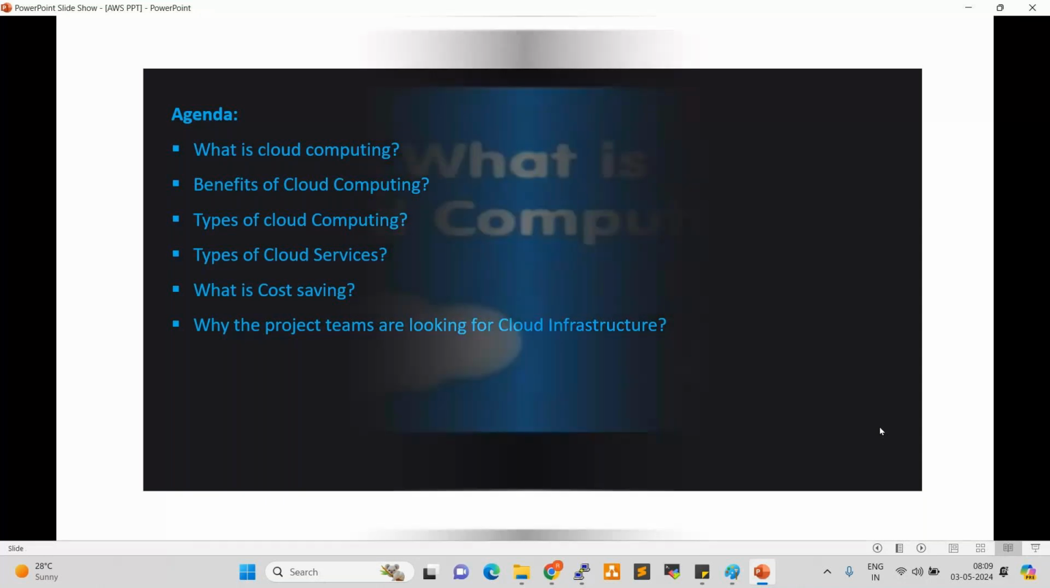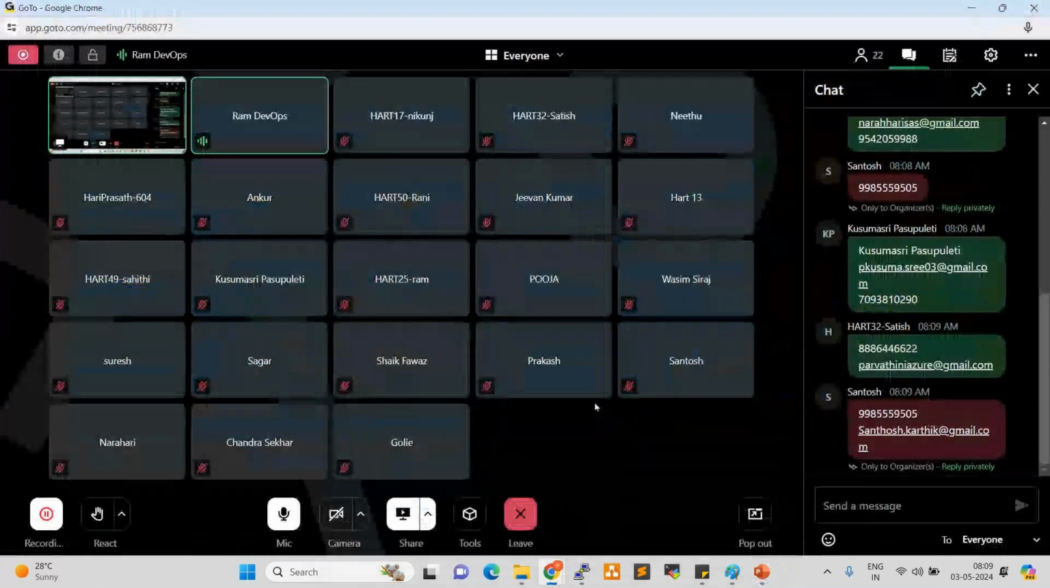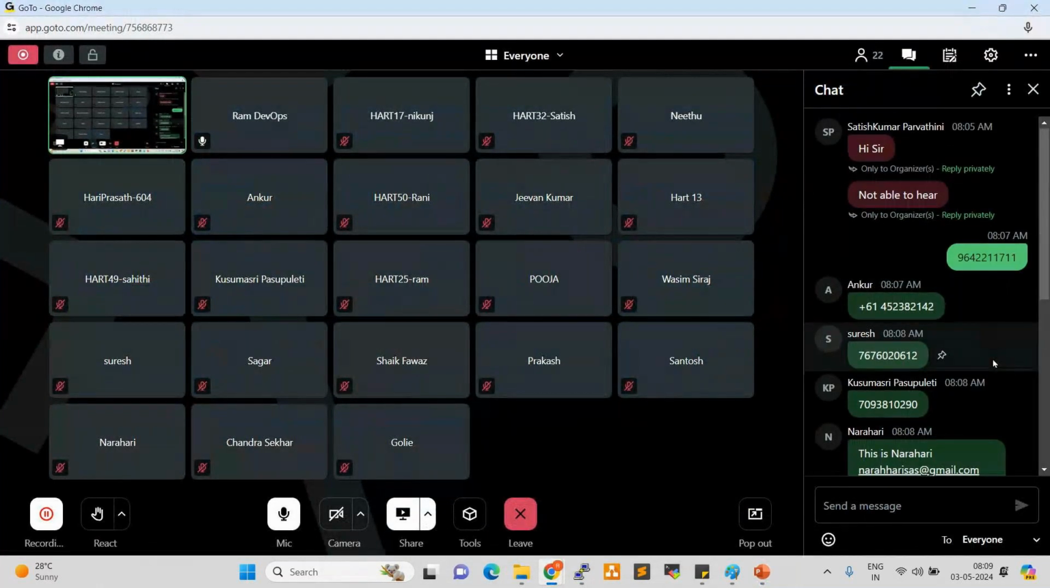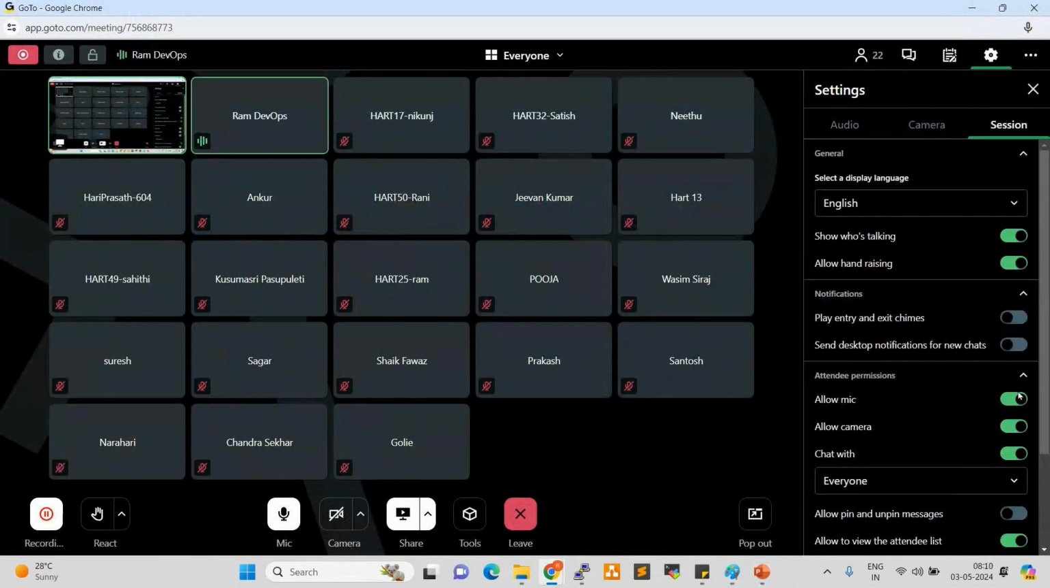So what is cloud computing? If anyone asks you this question, what would be your answer? What is cloud computing? Anyone? Right, so we can connect from anywhere. Yes, and other answers? Yeah, compared to on-premises, cloud is very fast.